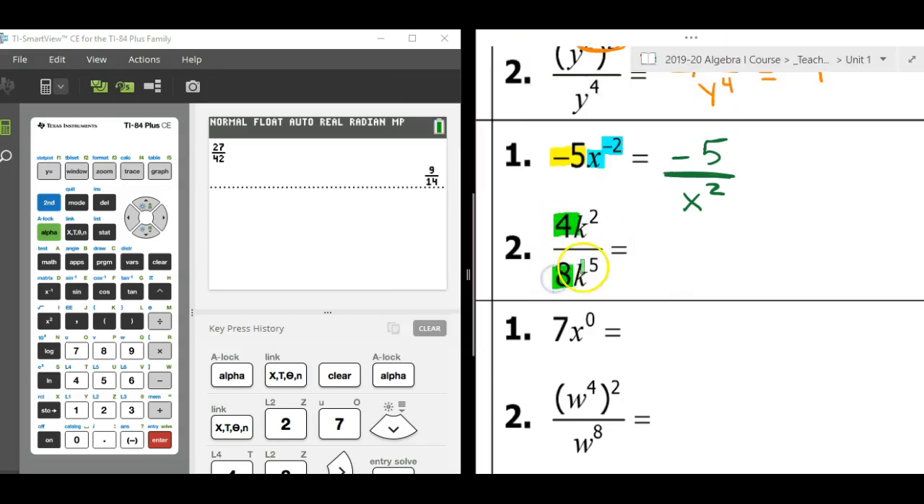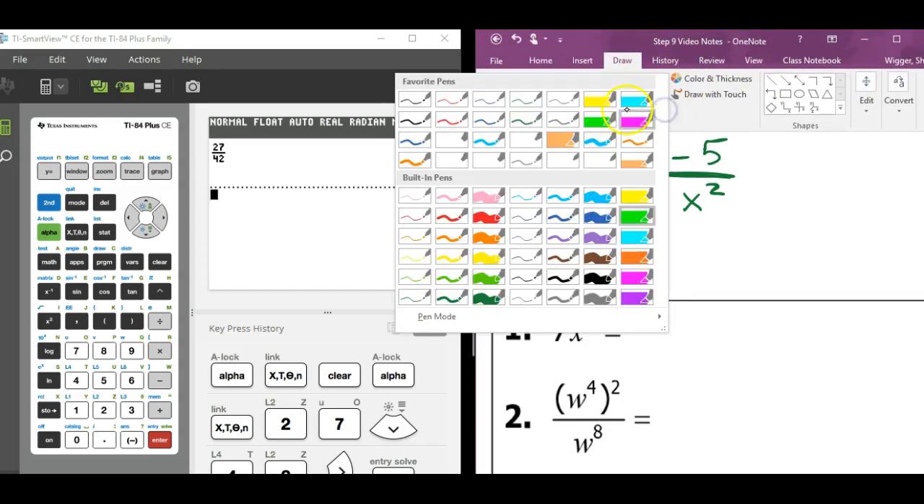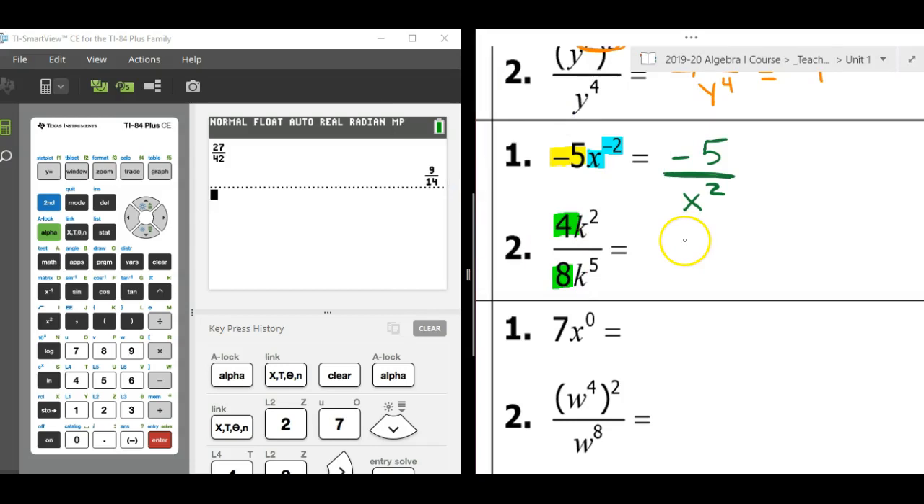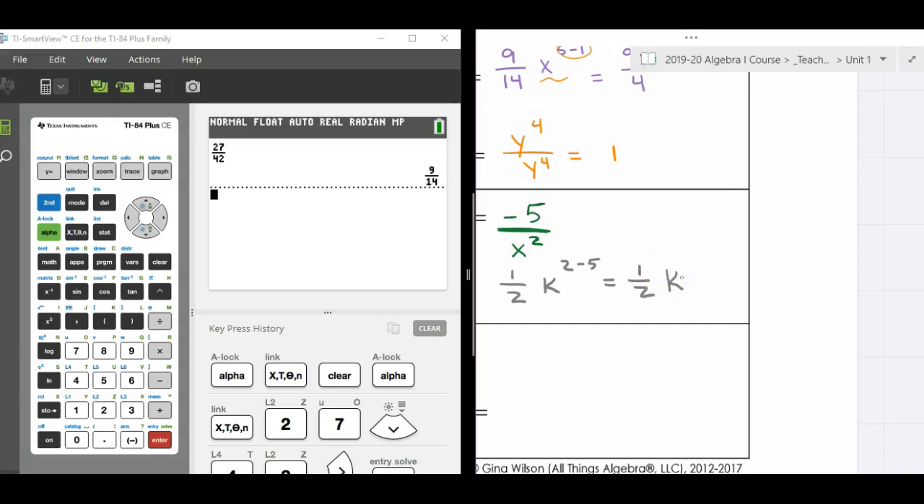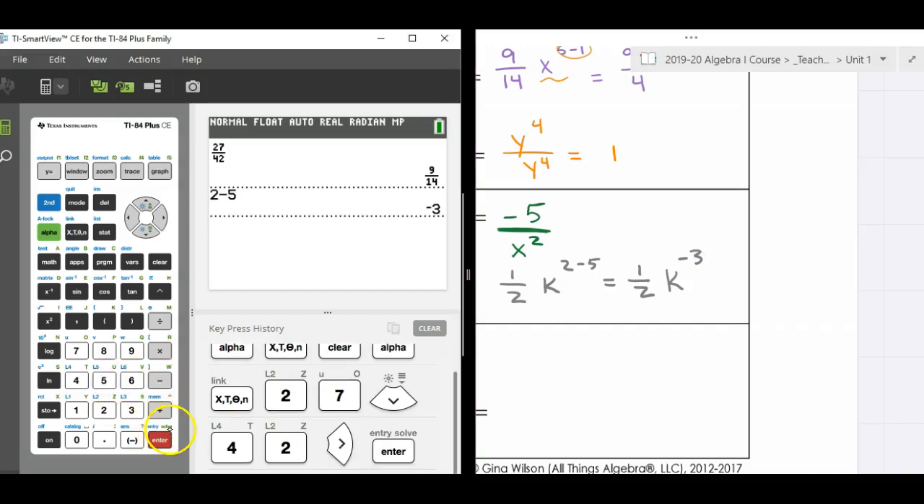Example 2. Take care of the numbers first. 4 divided by 8 will reduce to 1 over 2. We have a common base k. Powers 2 minus 5. 1 over 2 k to the negative third power. Therefore, when we write the fraction, we put k in the denominator with an exponent of 3.